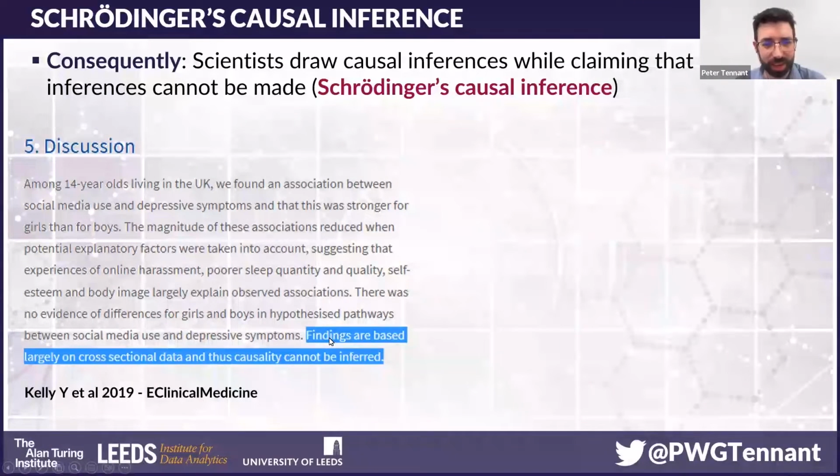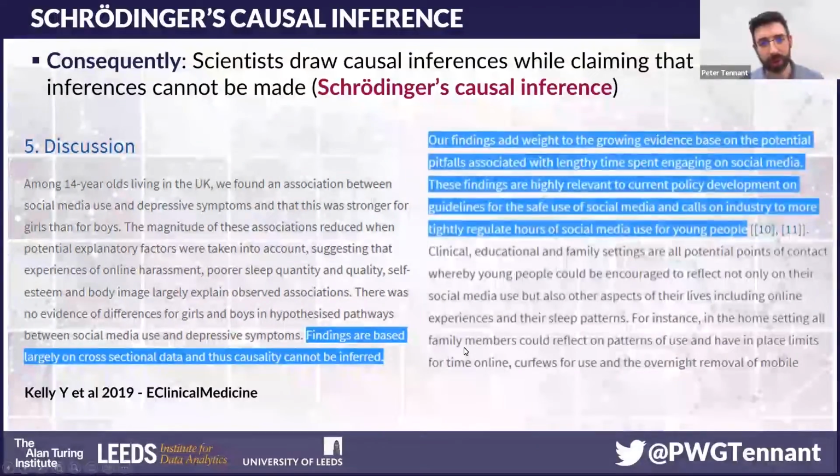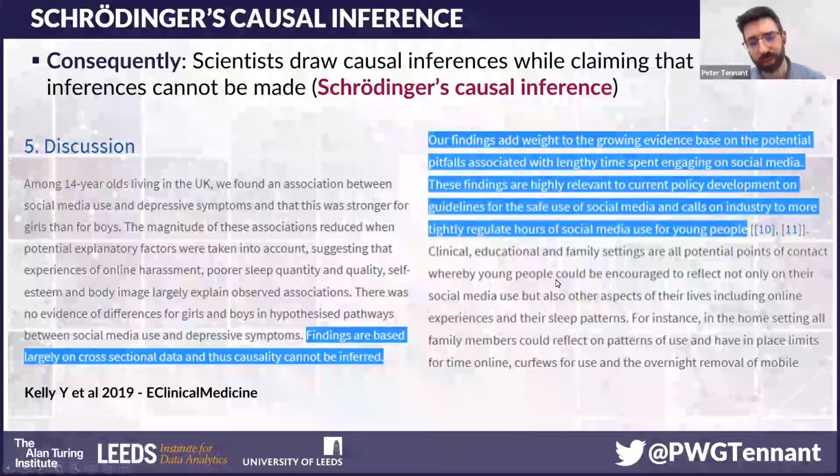an interesting study, but they declare early on in their discussion, findings are based largely on cross-sectional data and thus causality cannot be inferred. And then in the next paragraph, they spend the entire time basically explaining the policy implications, which doesn't make sense if causality cannot be inferred. Really it should say causality cannot be inferred. These are spurious correlations. They are of no value in the real world. But of course, they know that's not really what they're interested in.